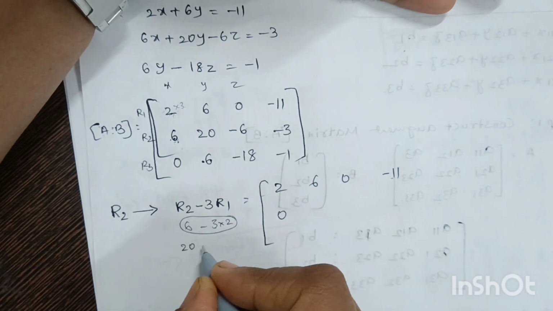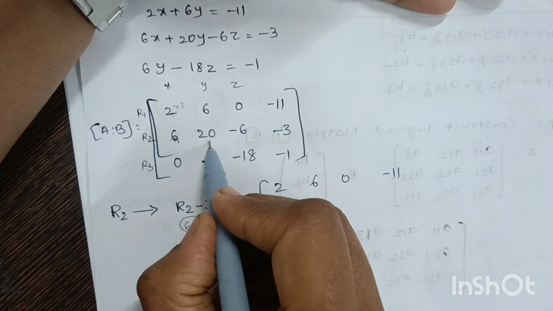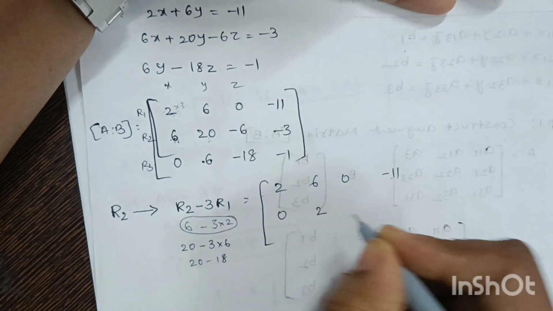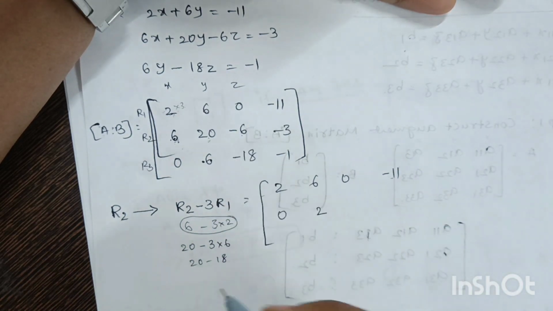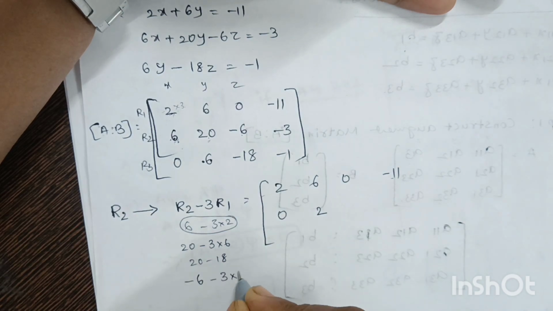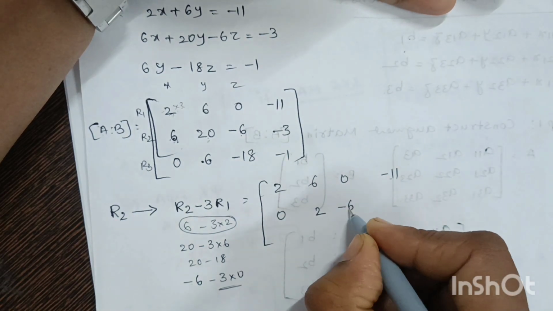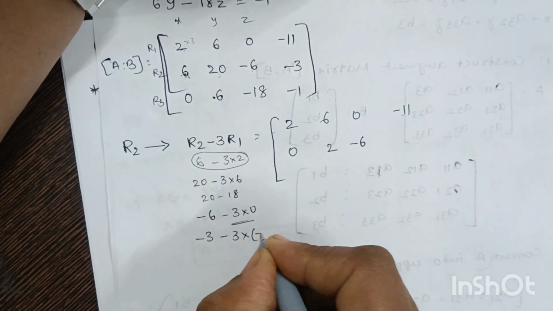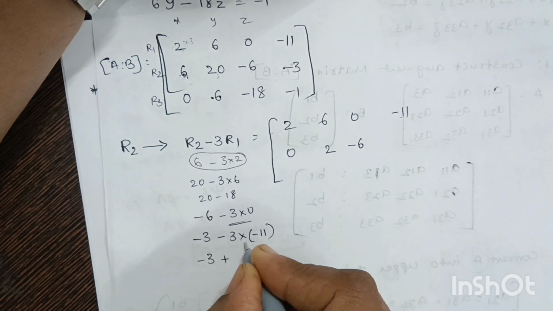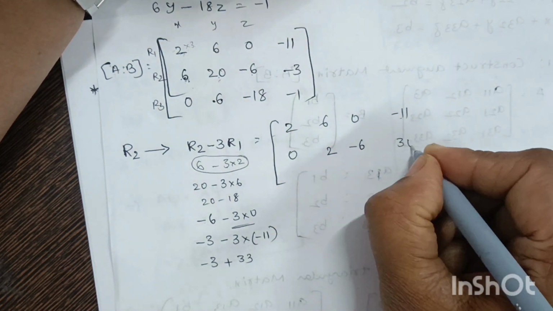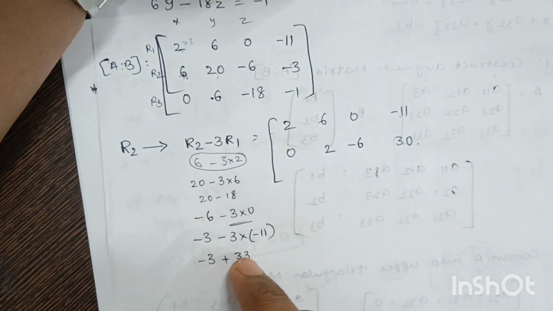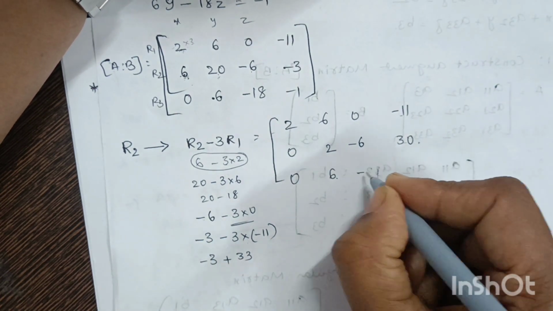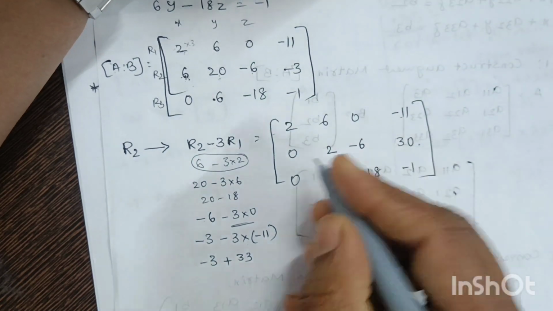Next, 20 minus 3 into 6, which is 20 minus 18, equal to 2. Next, minus 6 minus 3 into 0, which is 0, so no change, minus 6 only. Next, minus 3 into minus 11, minus into minus is plus, so 33. Then 33 minus 3, that equals 30. Next, there is no change in this. Okay, now we got 0 here.